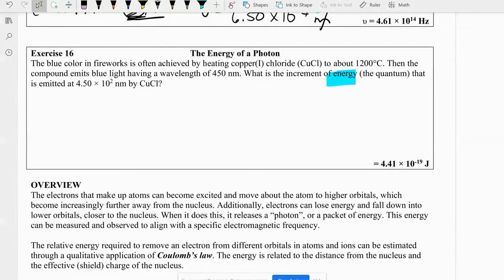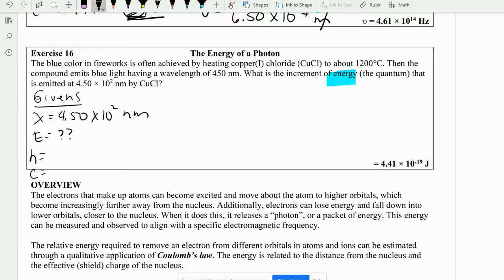And when I'm looking at exercise 16 and following the GUESS method, let's write our givens. I might see that I'll actually have to use both of those equations. It gave us wavelength in the problem, 4.50 times 10 to the 2 nanometers of copper chloride. It's asking us to solve for E, or energy. That's why it says one increment. What is the increment of energy? So we're solving for energy. And by the way, we do know Planck's constant and we do know the speed of light. So these are 2 things that have been given to us.